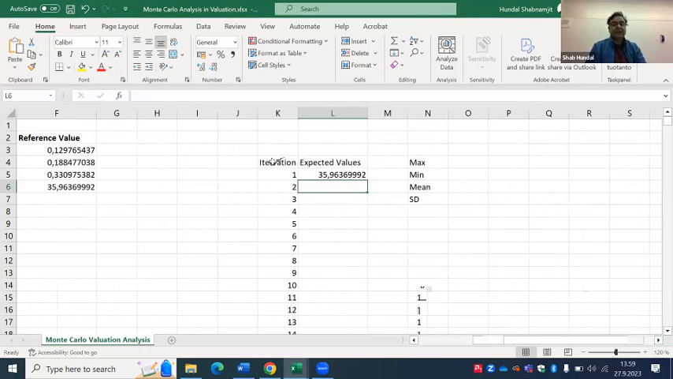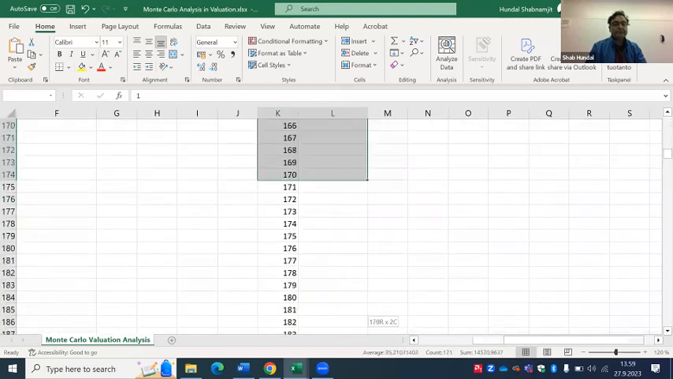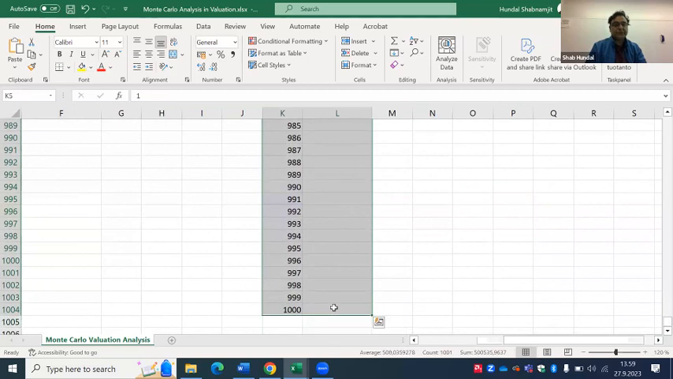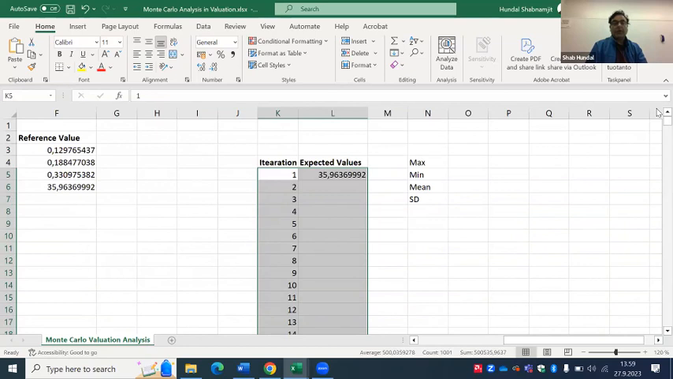Now, the step is very important. I want your full attention. Select this whole thing and go all the way down. So it means that no more values, only 1,000 values. Go up. Is it fine? Is it looking the same way as you see it? No.